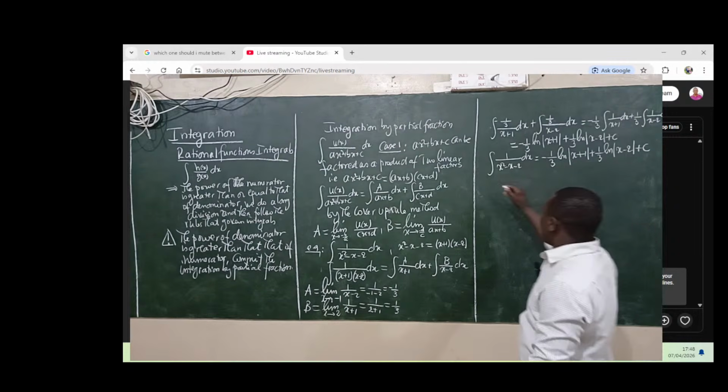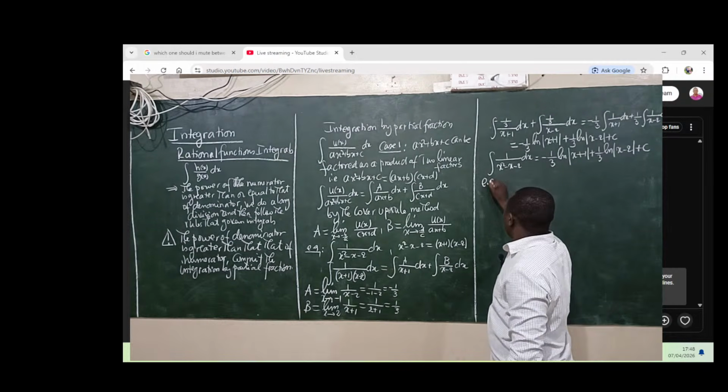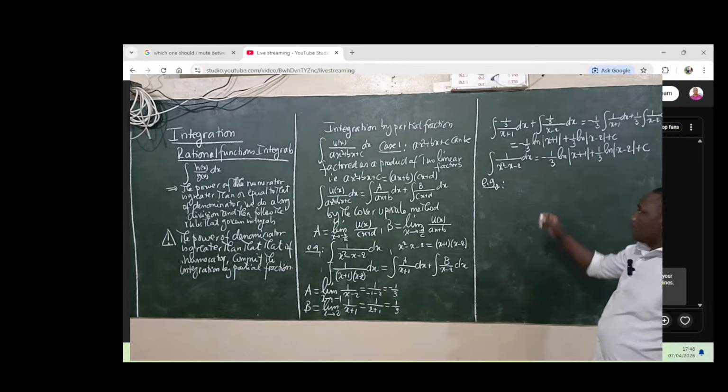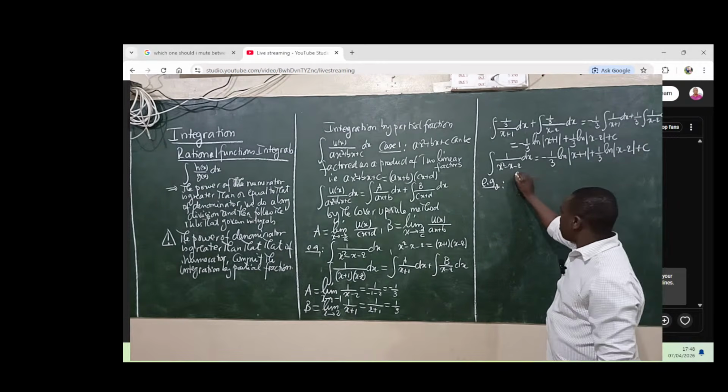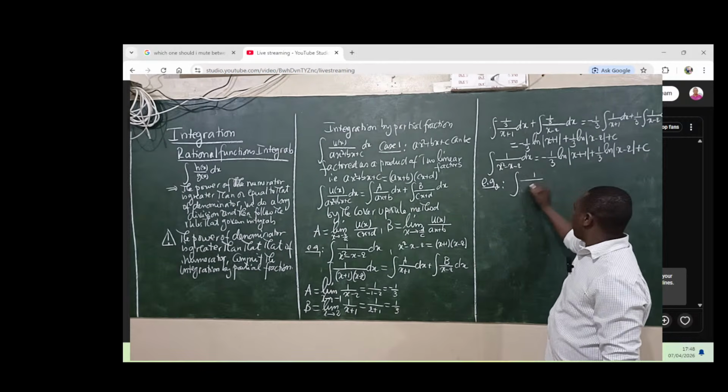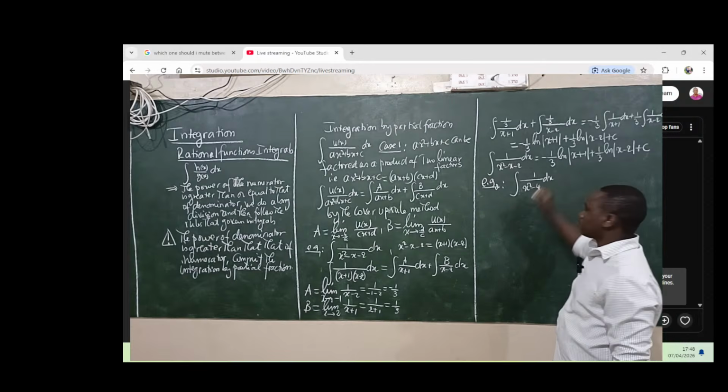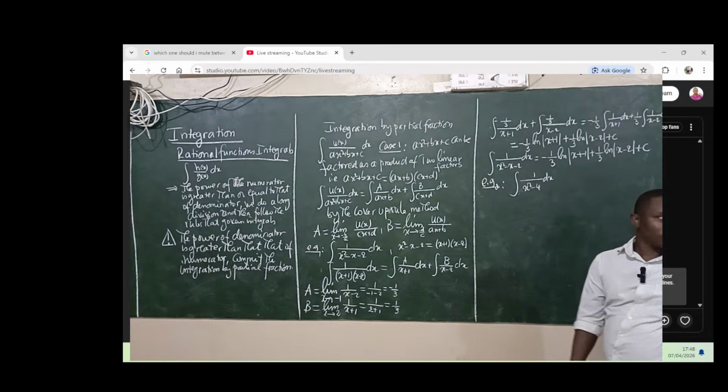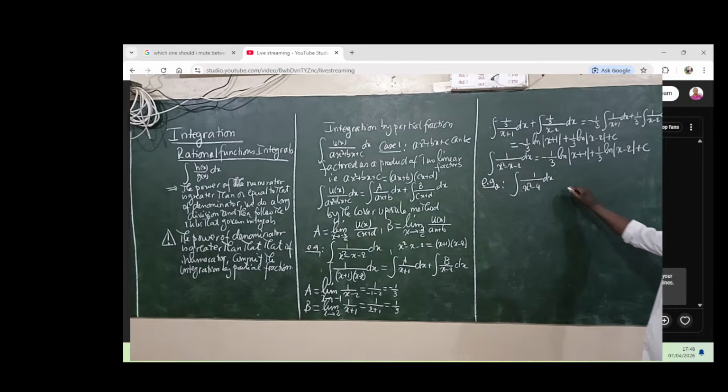Example 2. Can you integrate 1 over x squared minus 4 dx? Yes, you can. Let me show you how to do it. x squared minus 4 can be factored as x minus 2 times x plus 2. Here is the factored form of x squared minus 4.